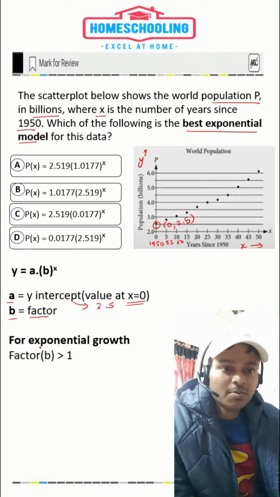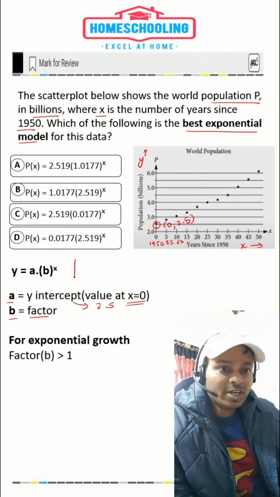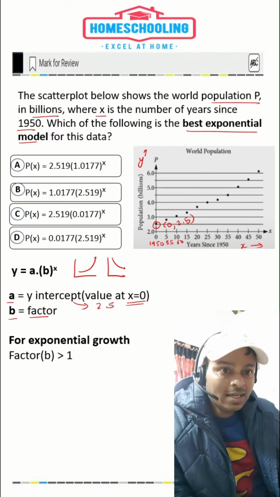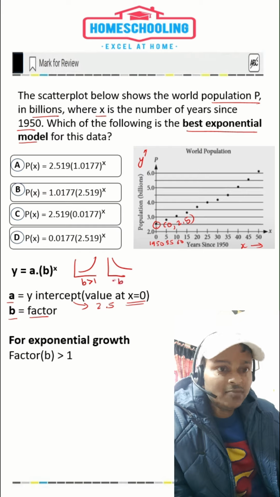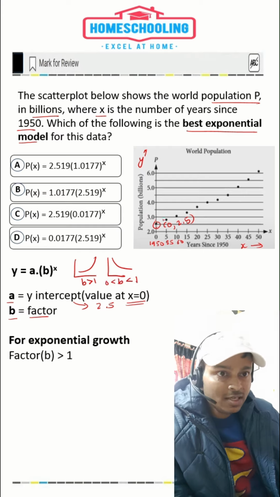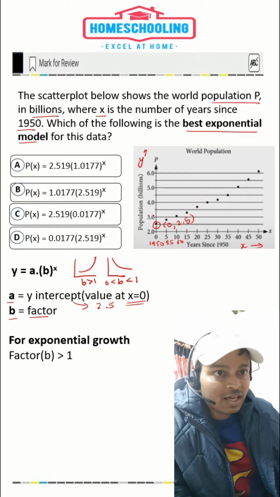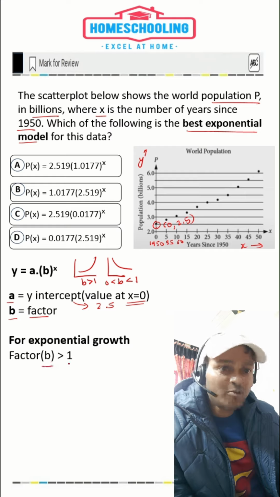As we have read in the basics, we have two types of graph. Either we have an exponential growth graph or an exponential decay graph. When we have an exponential growth graph, the value of factor b is always greater than 1. And when we have an exponential decay graph, the value of b is between 0 and 1. So as we can see here, we have an exponential growth graph. So our value of b should be greater than 1.